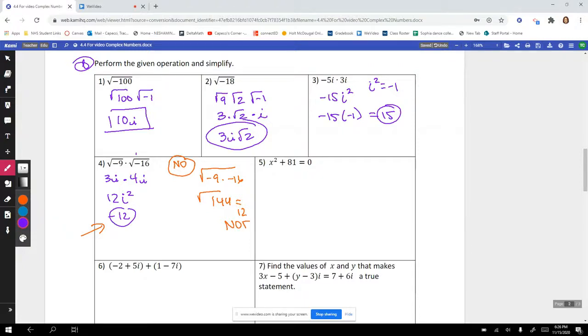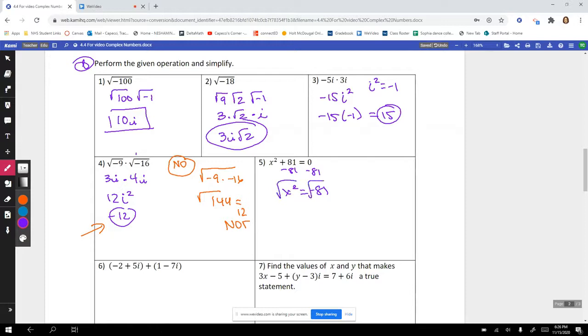Now I'm looking at number 5. That's not factorable, right? It's x squared plus 81. It's not a perfect square minus a perfect square. It's a perfect square plus a perfect square. So we're going to bring that 81 to the other side. x squared is equal to negative 81.